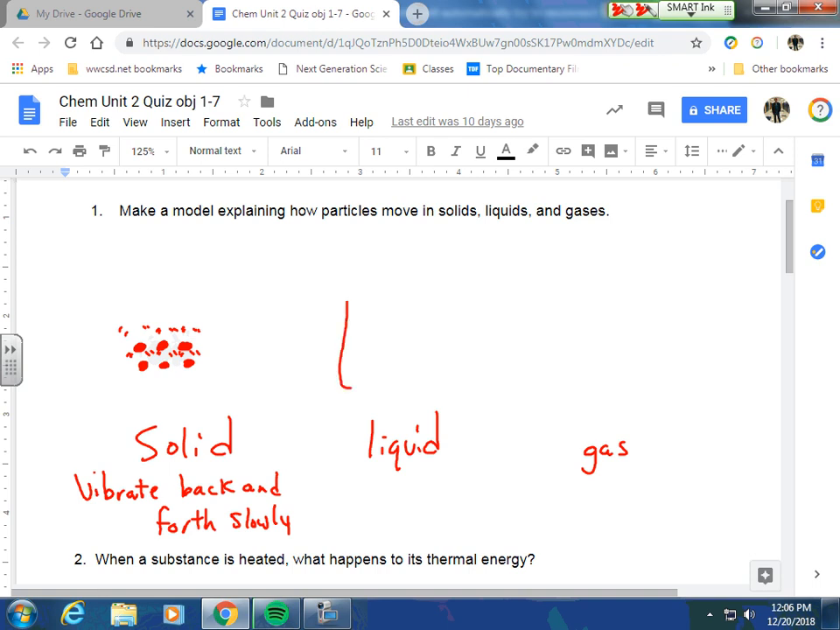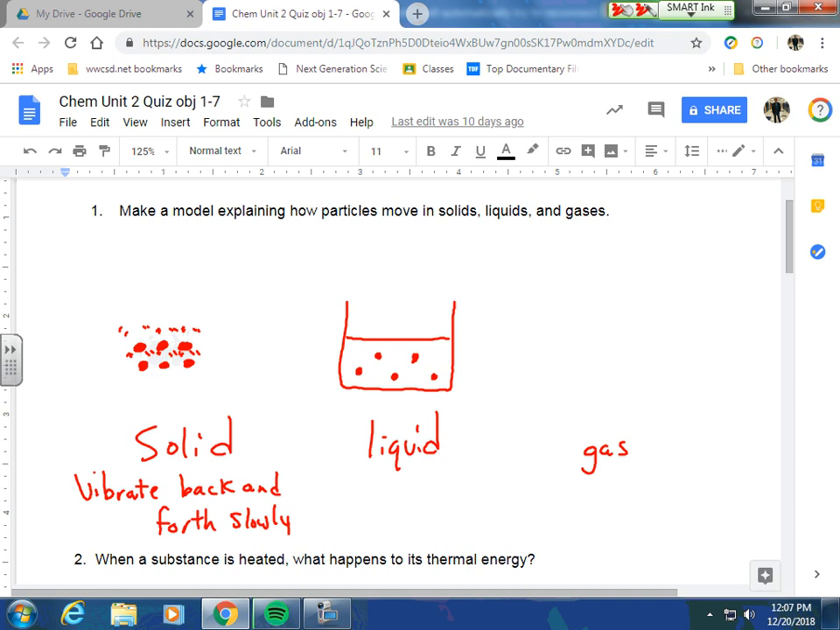So maybe I'll make a container for the liquid. Maybe I'll even make a line that gives me an idea of the surface of a liquid if you want. I'm showing different substances, so I don't have to worry about conservation of matter here. I'm just showing a gas phase, a liquid phase, and a solid phase. That's all I'm doing. So I'll put some particles in here, but I want them to look more spread out than they did in the solid. Maybe something like that.